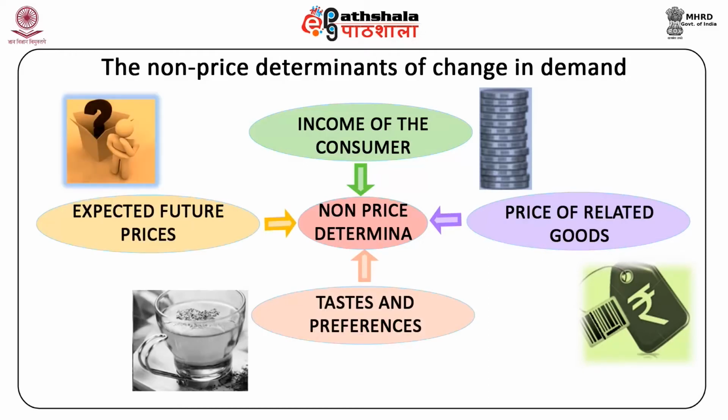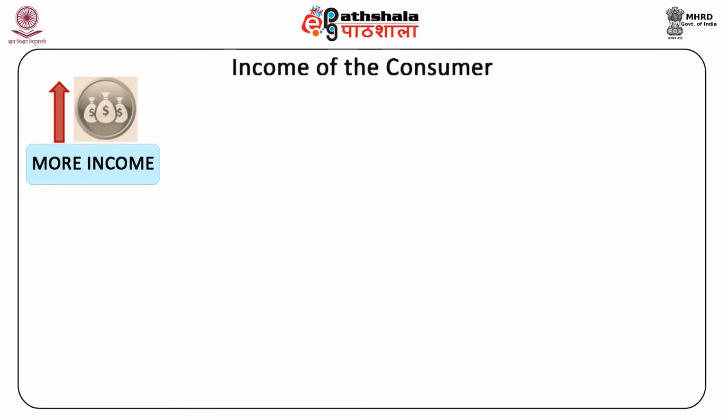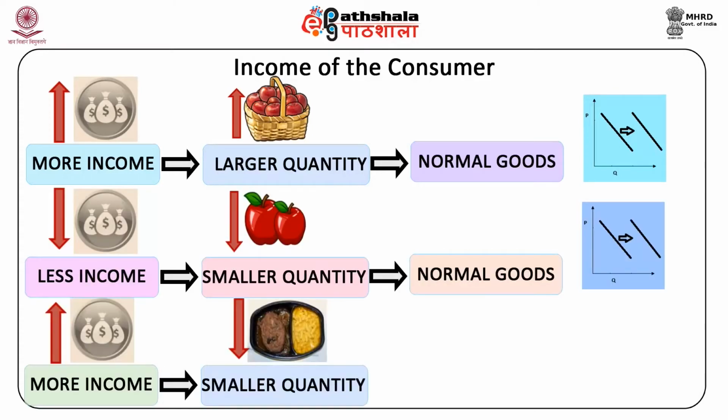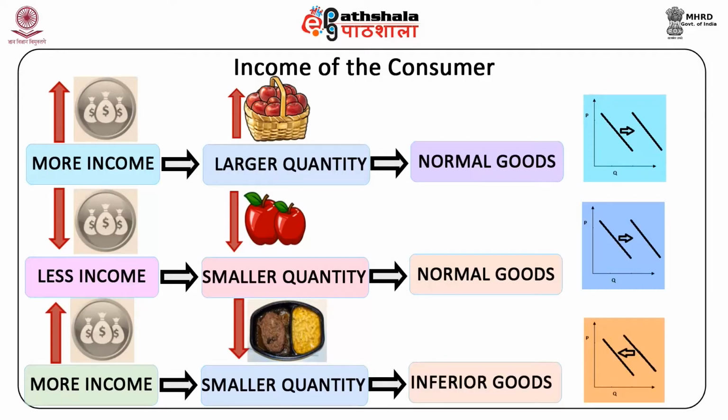With more income, you are able to purchase a larger quantity of the goods at the same price. This will lead to a rightward shift in the demand curve. Similarly, a fall in income shifts the demand curve to the left. Such goods are called normal goods, for example, clothes. There are certain goods that you buy less of when your income increases. Such goods are called inferior goods, for example, frozen dinner.